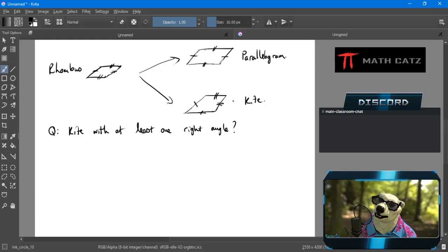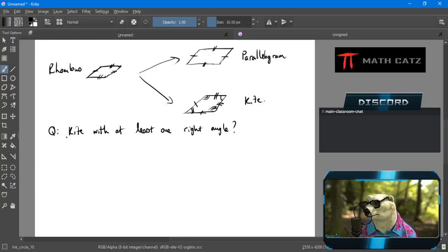I do not, with a kite, have the requirement that opposing angles are the same, especially opposing angles, how should I say it? The angles that are between equal sides, they are opposite to each other. If those sides are not the same length, then they won't be equal. These ones will be equal. Three lines, but not the ones squeezed in between the equal sides.